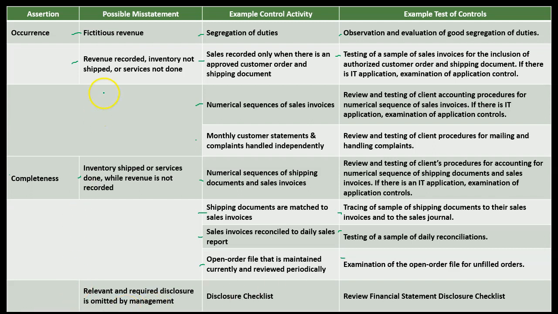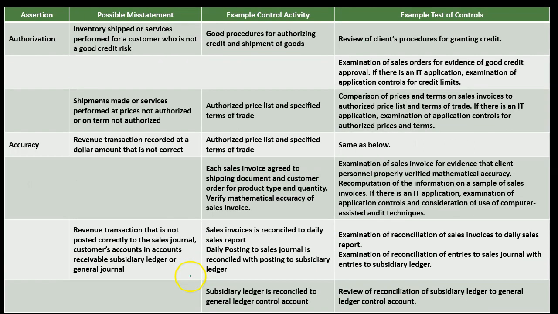And then the next problem that we can have related to completeness is that relevant and required disclosure is omitted by management. So what if there's a disclosure that is omitted? We're going to have the internal control of a disclosure checklist that is going through, and then we can review that control by reviewing the financial statement disclosure checklist as the auditor.